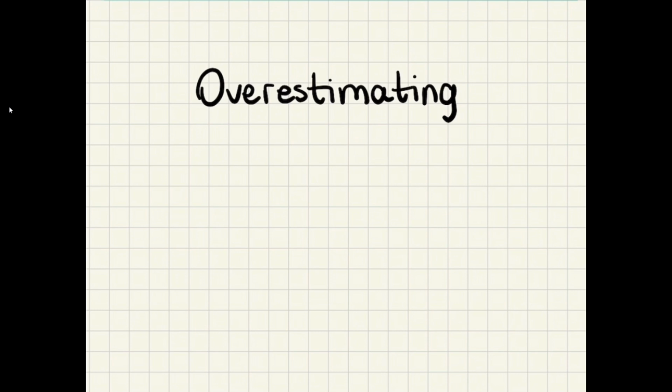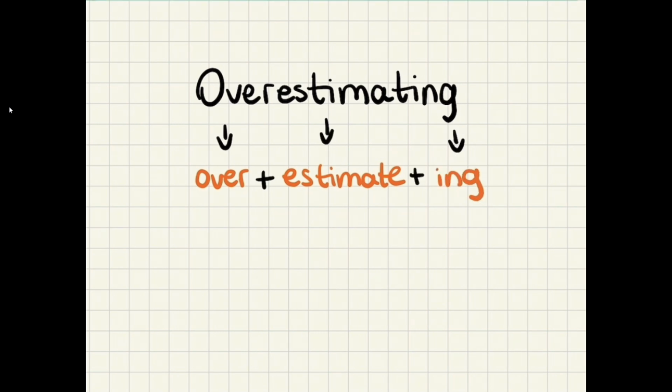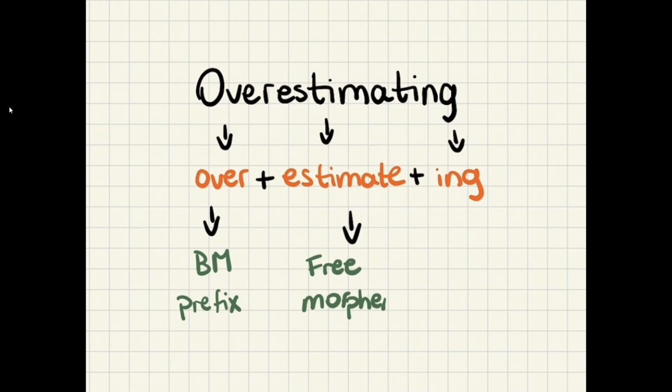Just to illustrate all those concepts a little bit better, here we have an example of a morphological analysis of the word overestimating. Overestimating is just one word, but it is divided into three morphemes, which are over, estimate, and ing. Over is a bound morpheme prefix because it came before our free morpheme estimate. And lastly, we have ing, which is also a bound morpheme, but this time a suffix because it came after the free morpheme.